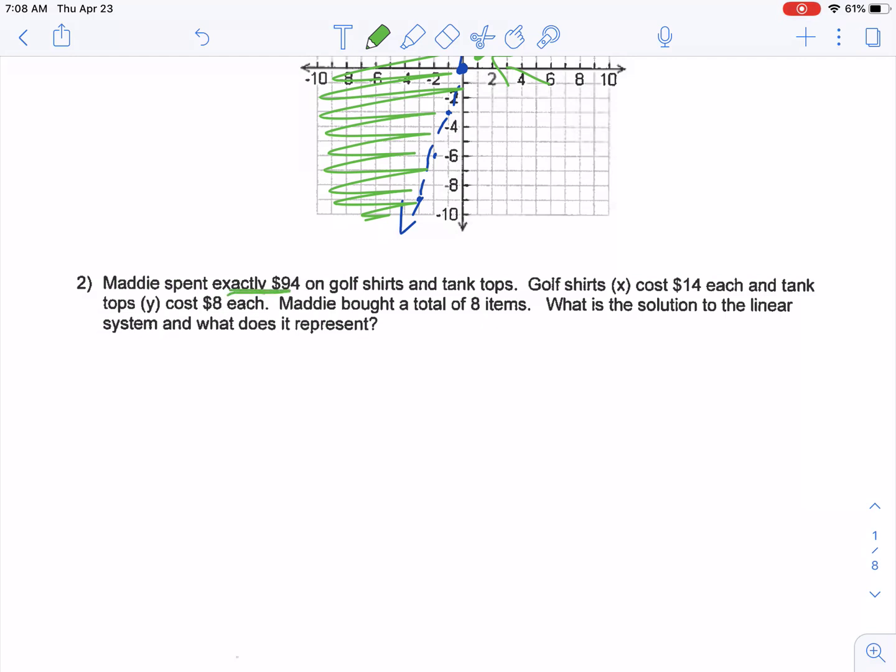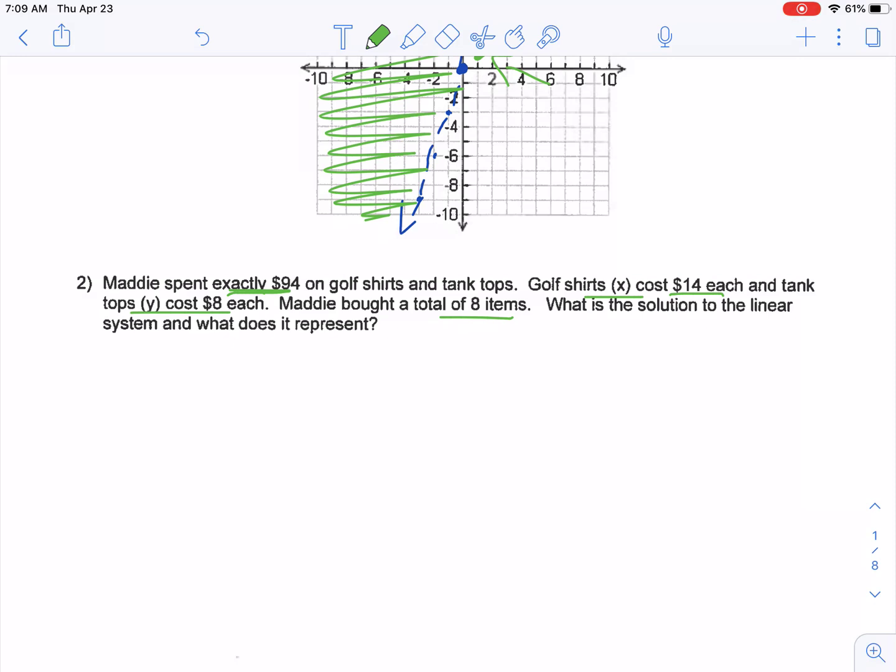Number 2, Maddie spent exactly $94 on golf shirts and tank tops. Golf shirts, X, cost $14 each, and tank tops, Y, cost $8 each. And Maddie bought a total of 8 items. What is the solution to the linear system, and what does it represent?